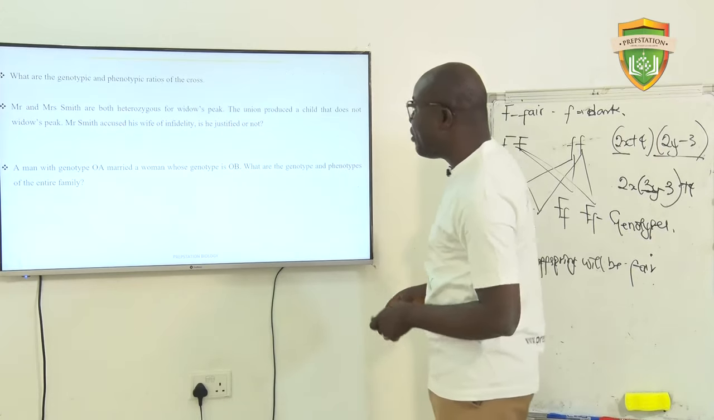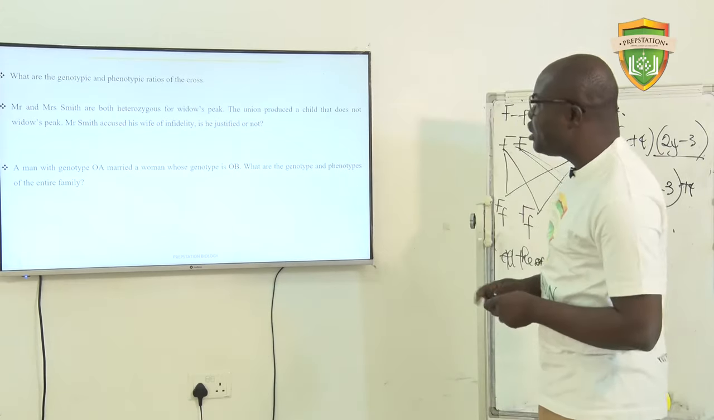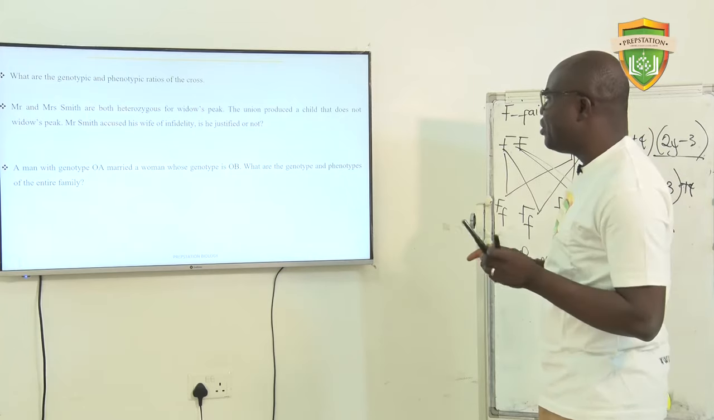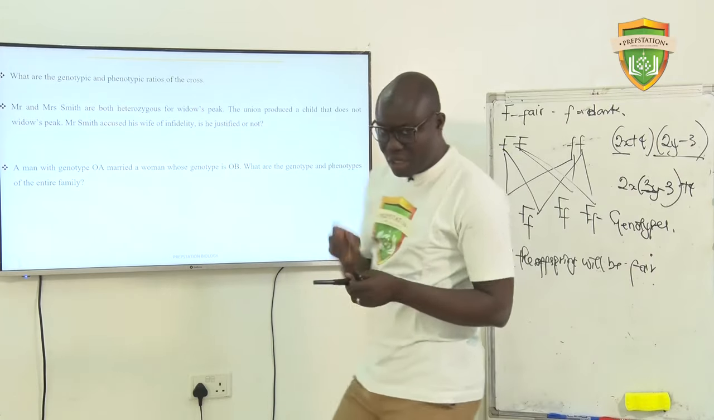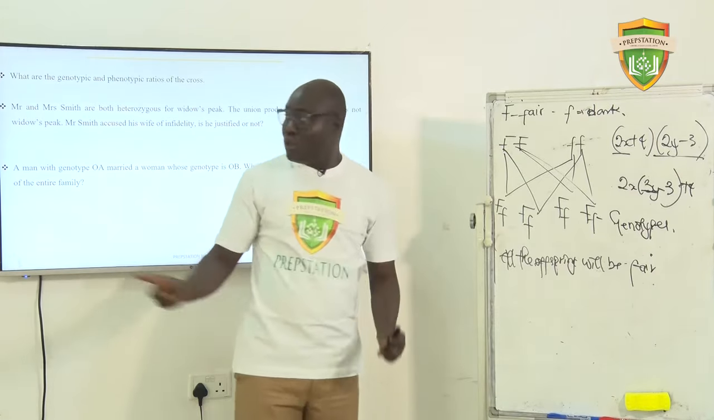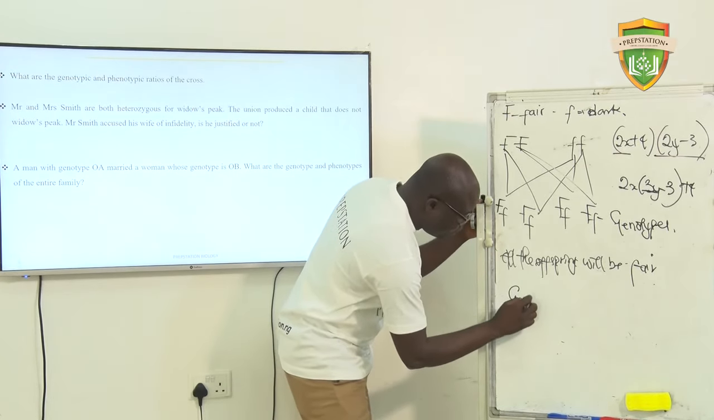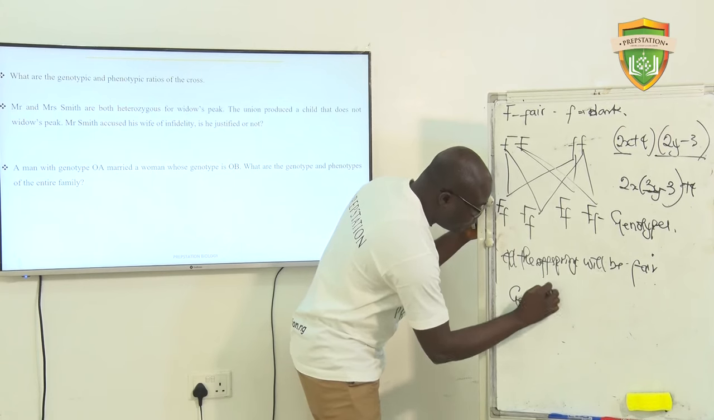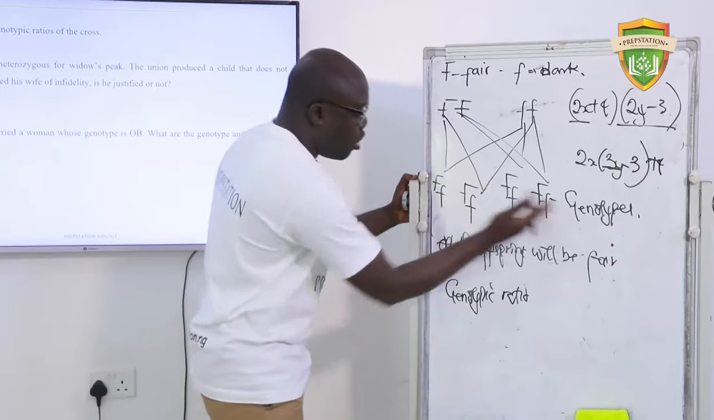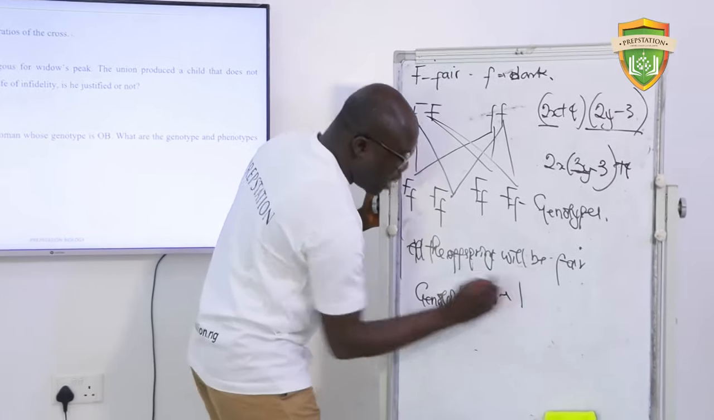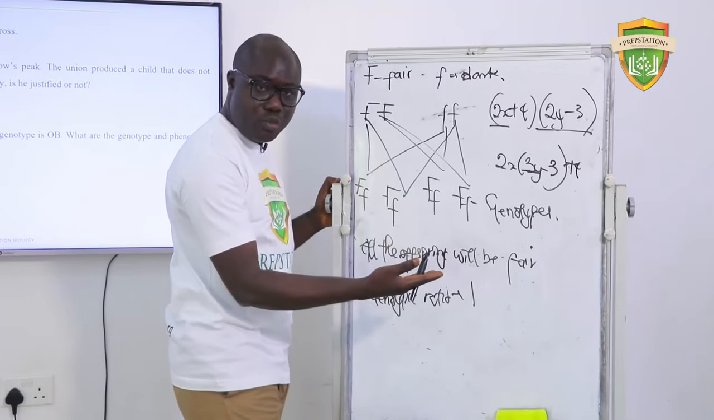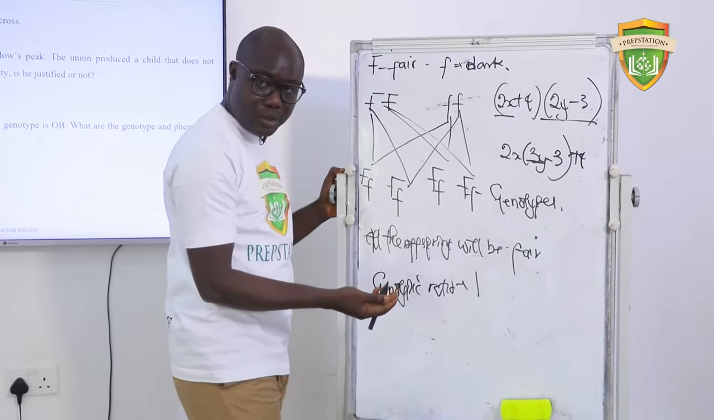Okay, so I think we are done with that. Now, the next one is, what are the genotypic and phenotypic ratios of the cross? That is what JAMB will ask you, to give them the ratio. Now, if I'm looking for the genotypic ratio, all offspring would be what? That is one, because all the offspring would be the same thing, right?